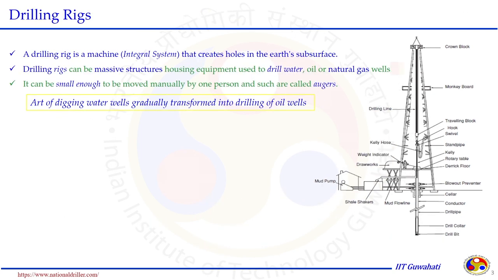So, the drilling rig that you can see in this picture is actually an integral system that is used to drill holes in the earth's surface. Drill rigs can be very massive structures housing many components. The primary purpose is to drill holes for water production, for oil, and for natural gas. It can also be as small as something that can be moved manually, and that device is called the auger.